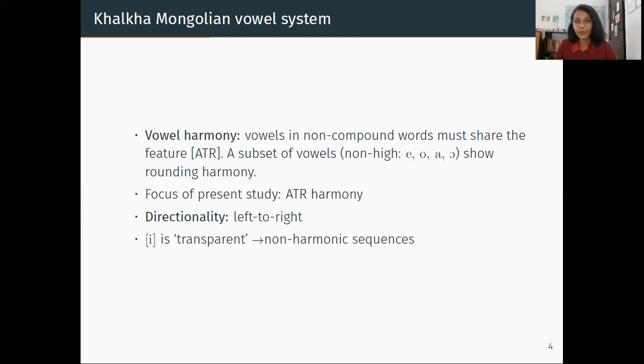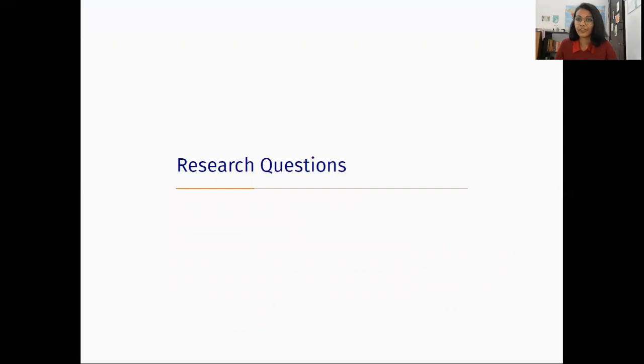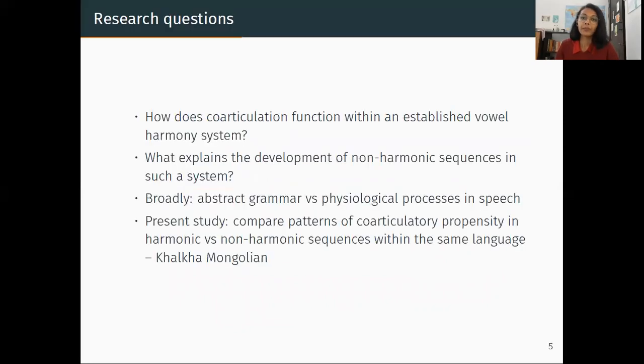Given what we know about how these vowel harmony systems develop, we have 2 questions here. First, how does coarticulation function in a system where vowel harmony has already been established? And second, what explains the development of these non-harmonic sequences that we talked about? This relates to a broader question of how automatic speech processes interact with what we understand as abstract grammar.